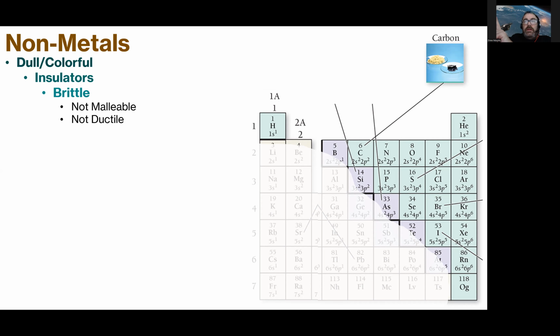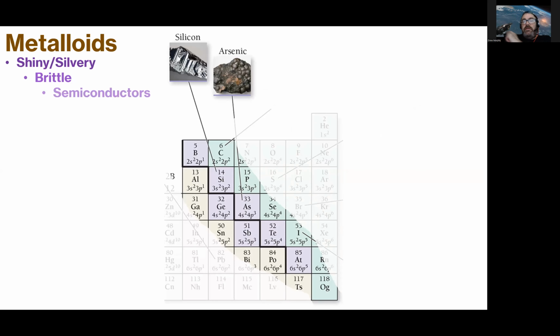In between, there's a gray area, or in this case, a purple area, called metalloids. Sometimes these are referred to as semi-metals. They are usually kind of shiny and silvery, but they're also brittle, and they're often used in semiconductors and ceramics. There are a bunch of these, depending on what we get into.